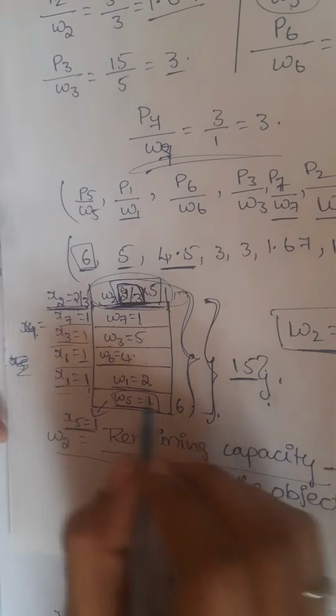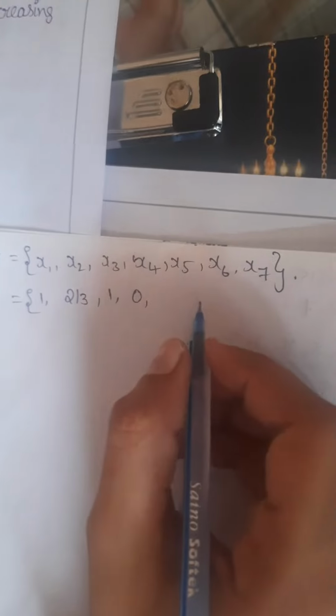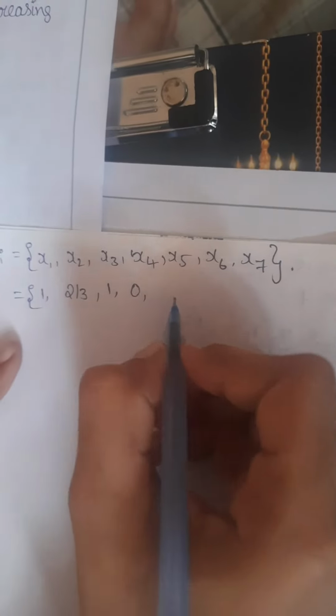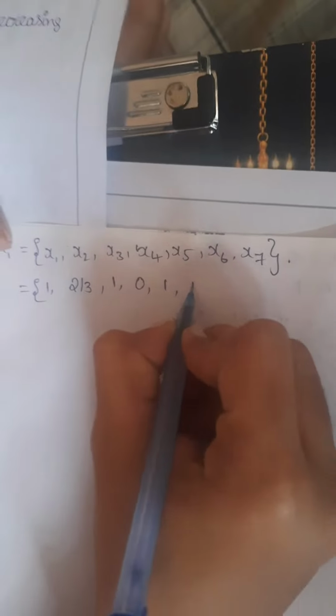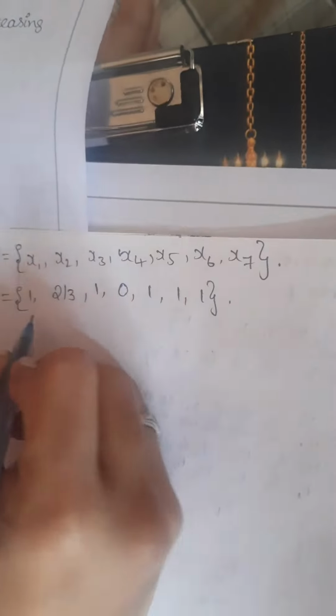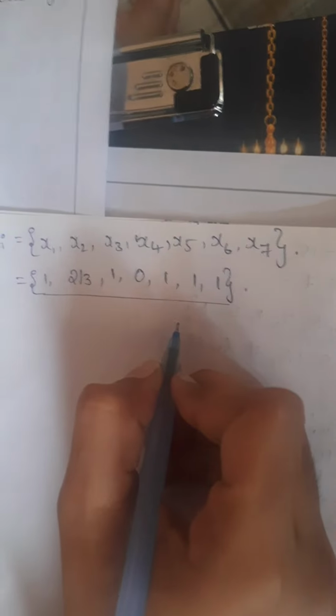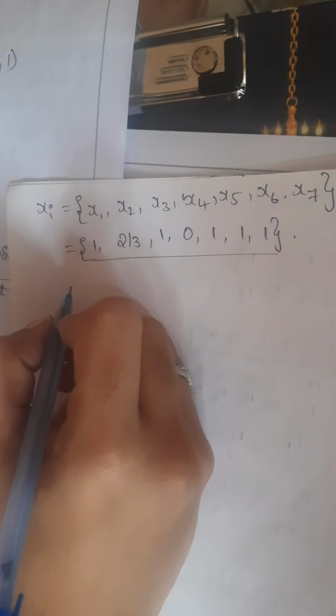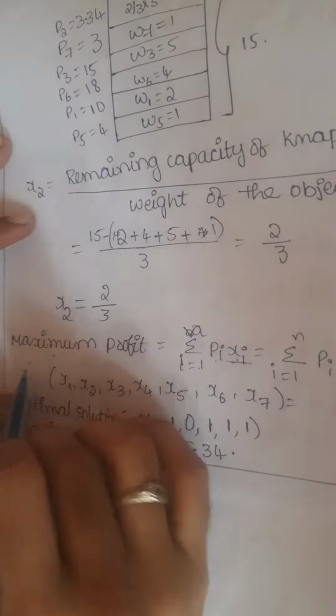See, what is the x1 value? That is 1 because it is completely filled, right? So we write it like that. And the x2 value is 2 by 3, the x3 value is 1, and what is the x4 value? The x4 value is 0 because we did not put any weight of x4 in the knapsack bag. These all weights are 1 because they are all there in the knapsack bag, that's why I wrote 1. And next, coming to the formula, maximum profit.